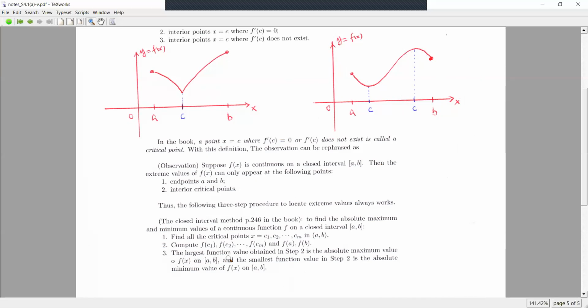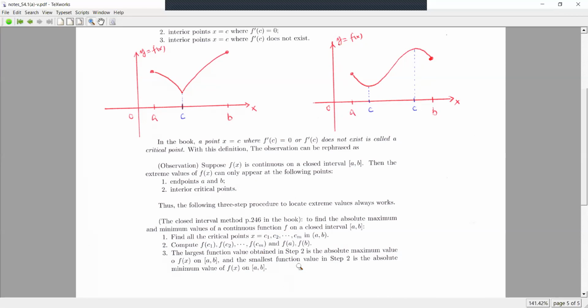The largest function value in step 2 is the global maximum function value of the function over the interval. So among these four function values, the largest is here. So this is the global maximum over this interval.